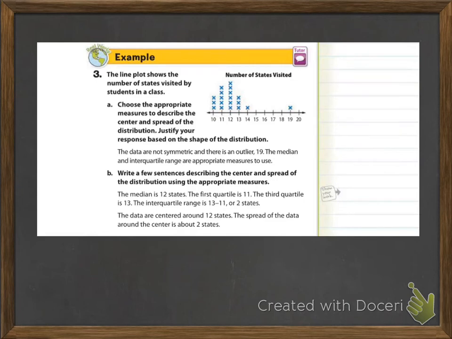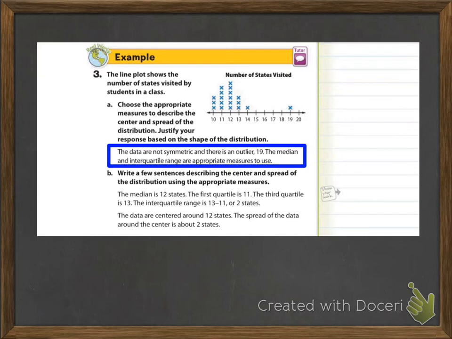All right, so look at this one right here. Looking at the line plot, it shows the number of states visited by students in a class. So it asks us to choose the appropriate measure to describe the center and spread of the distribution. And it does say to justify your response, which means you have to prove it by writing. Now, first of all, remember I said the first question we're going to ask is: is it symmetric? Nope, not even close. And if you'll notice here, this definitely looks like an outlier right there. So because of that, what I need to tell in my description is written right here. The data are not symmetric, and there is an outlier, which is the number 19. So therefore, we have to use the median and the IQR.